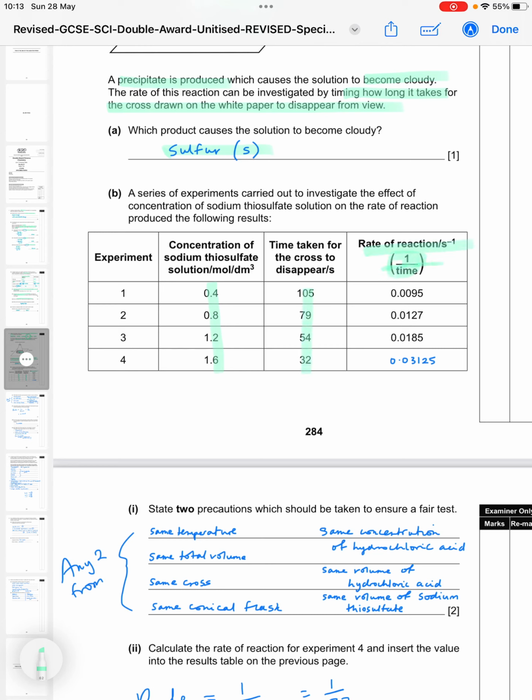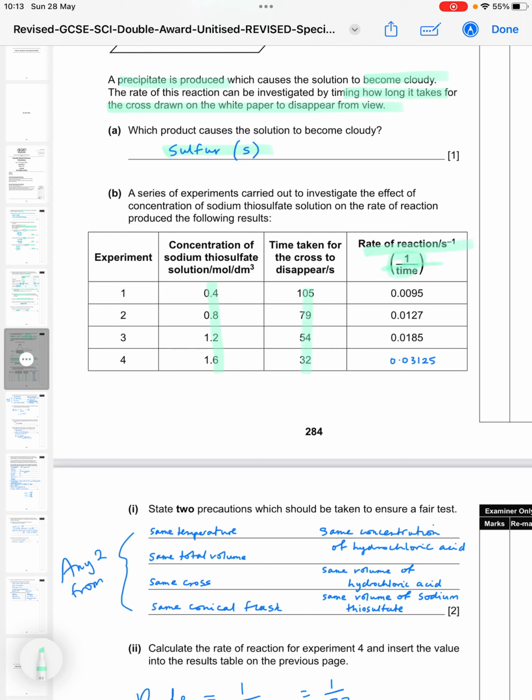So calculate the rate of reaction for experiment 4 and insert the value into the results table on the previous page. So if we look at that, and it is here, the time was 32. And if I go back to my working out, rate is 1 divided by the time. So 1 divided by 32 is 0.03125. And you'll see that that's what I've written in here in the table.